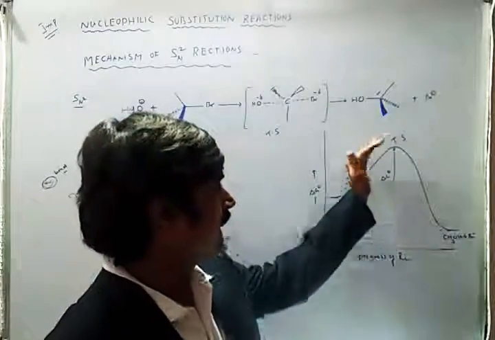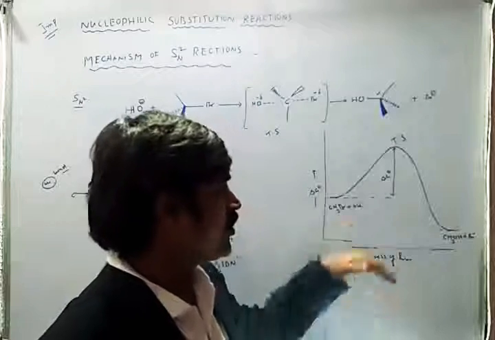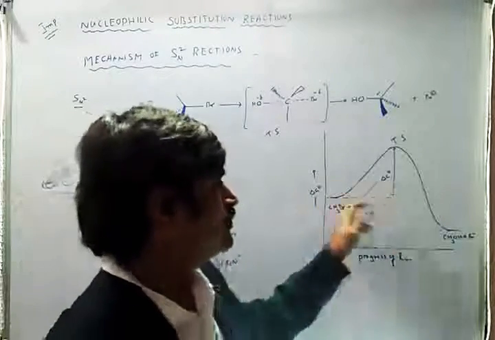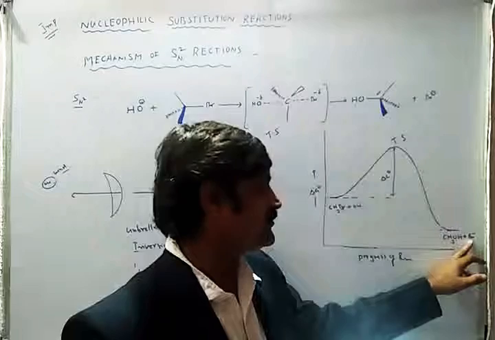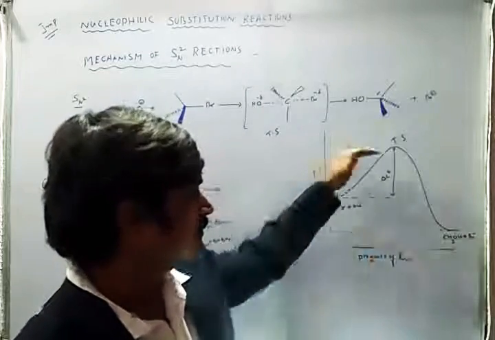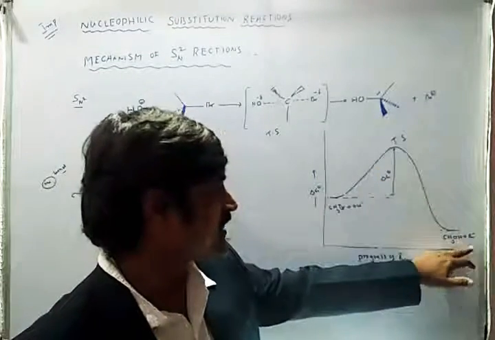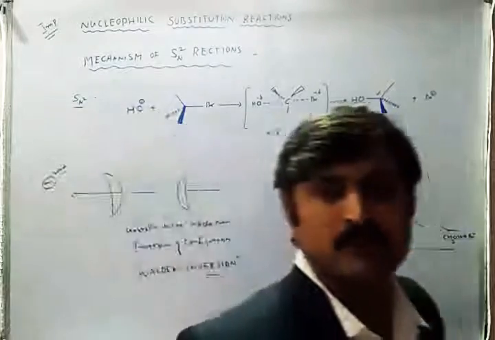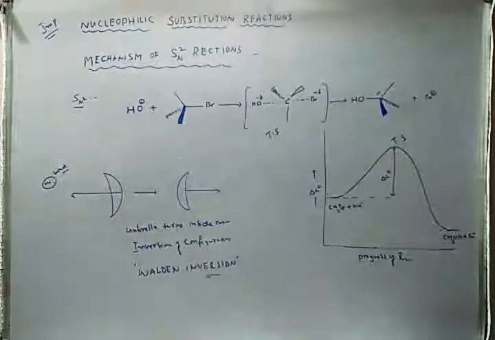So once the barrier is crossed, depending on the rate constant value, we will get the final products, methyl alcohol and bromide ion. So bromide is the leaving group in this case. So this is the energy profile diagram of the SN2 reaction mechanism.